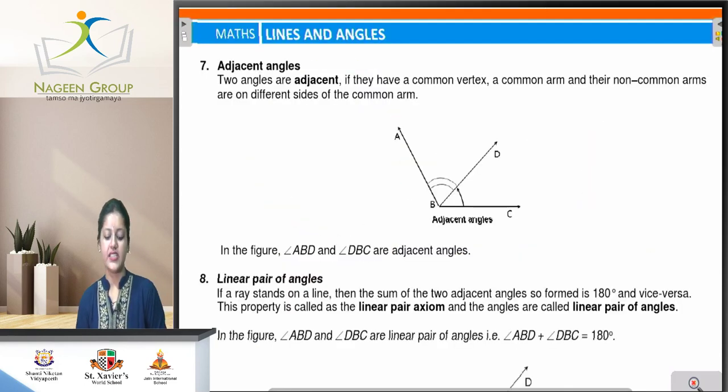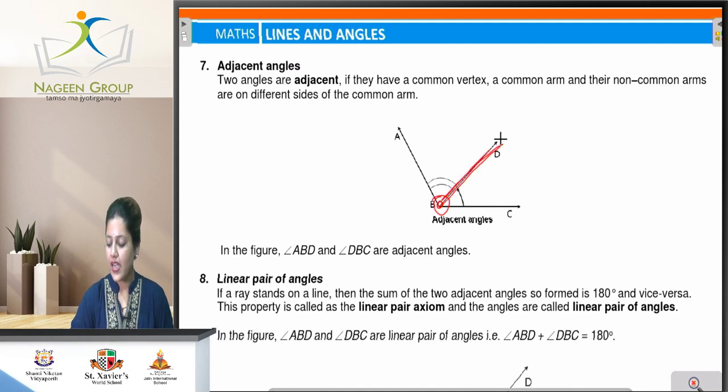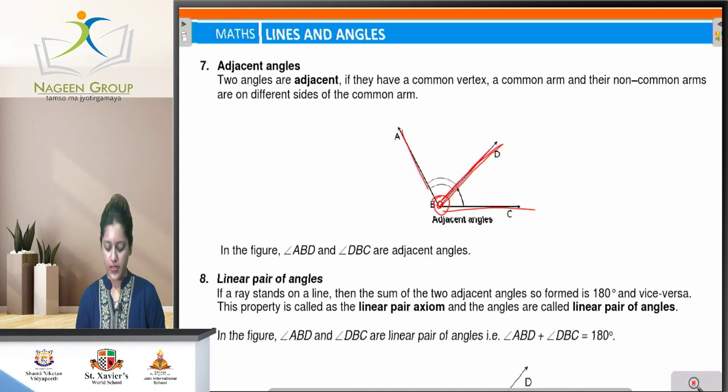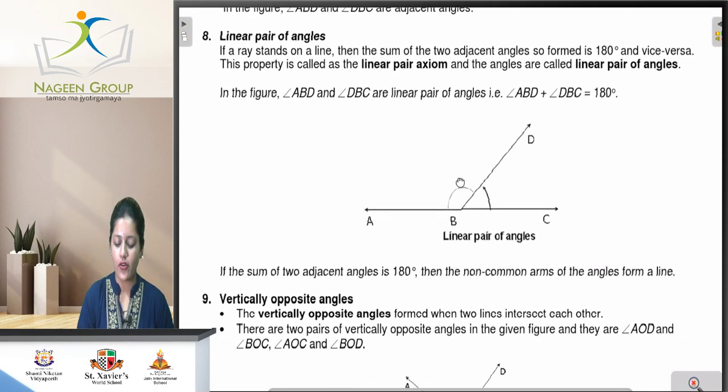Next one is adjacent angles. Two angles are adjacent if they have a common vertex, this one, and a common arm, and their non-common arms are on different sides of the common arm. Have you understood?